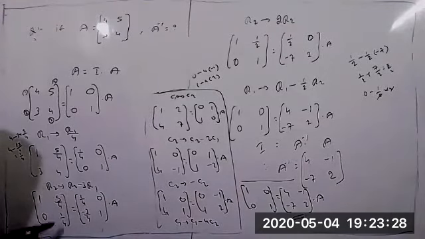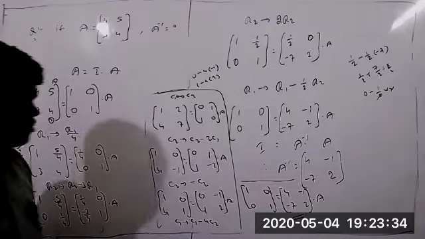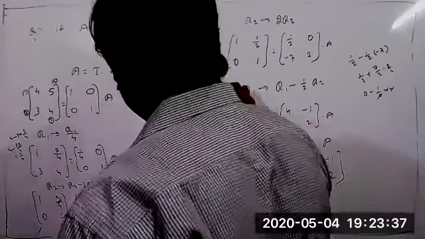What is the next target now? The third element we have to change into 1. How do you get 1? Multiply it by 4. That's all. Multiply by 4.